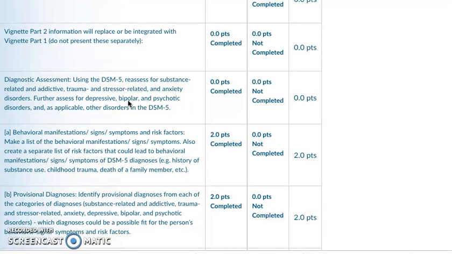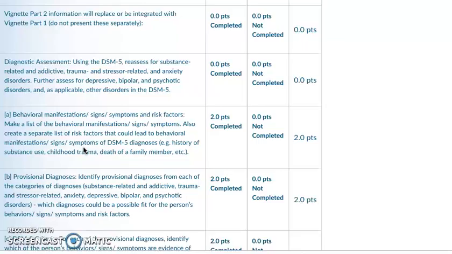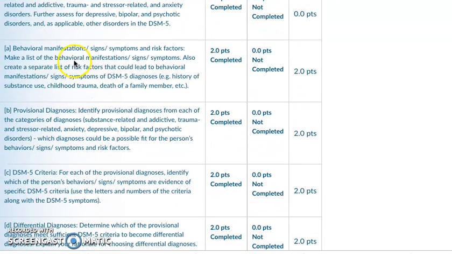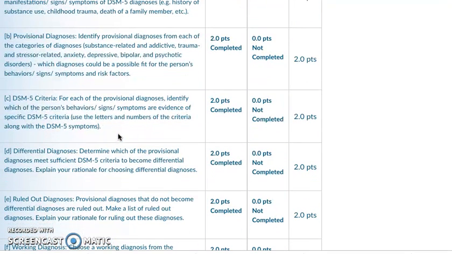If it's the same, you're welcome to do that, but you also want to include an assessment for any depressive disorders, bipolar disorders, psychotic disorders, etc., if they weren't already included in vignette 1. As in vignette 1, you're going to identify any of the behavioral signs or symptoms. Those are the indicators that there may be criteria being met by a particular diagnosis. Based on those behavior manifestations, you're going to include several of the provisional diagnoses that you are considering in your differential discussion. Then in your differential discussion, you're going to identify your rationale for the several diagnoses you're considering based on the criteria from the DSM-5.